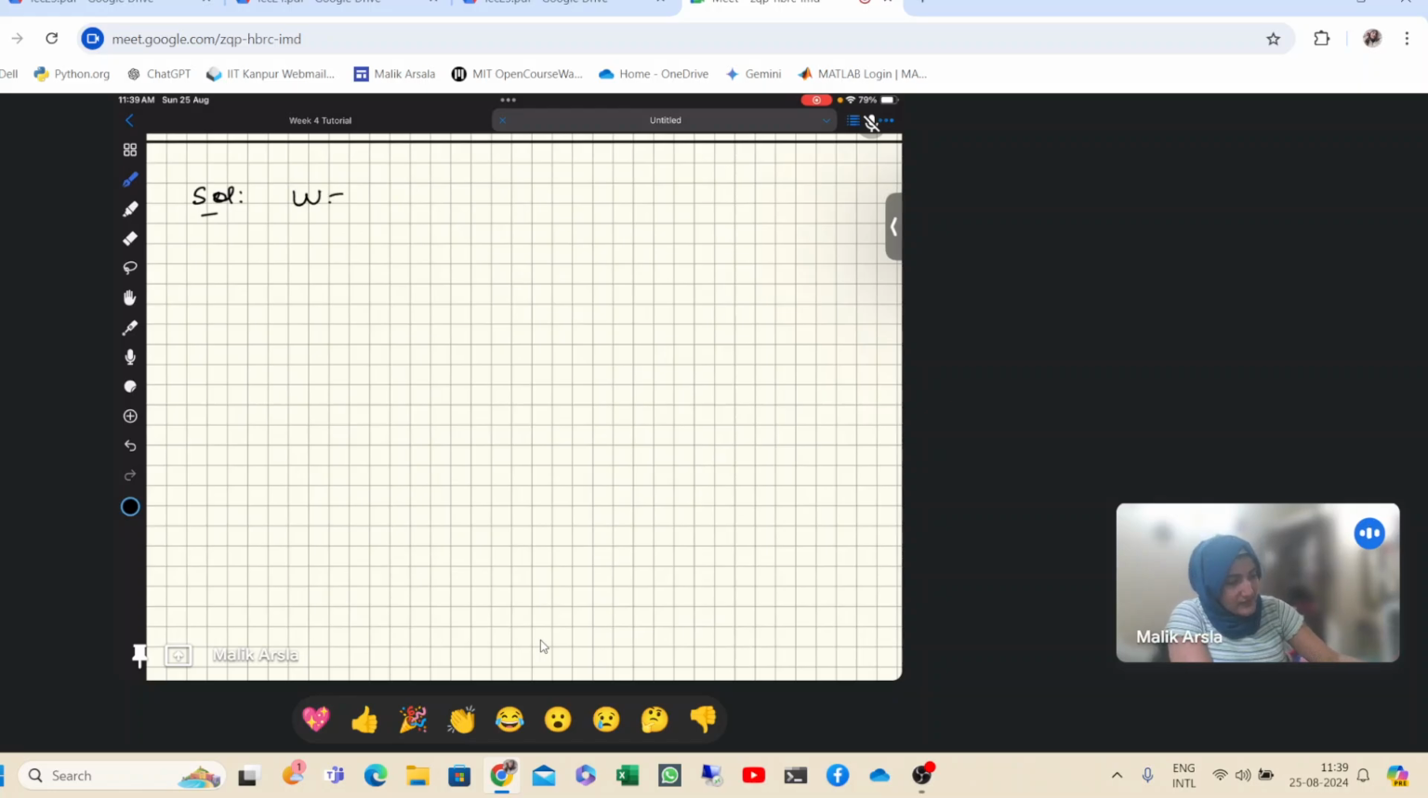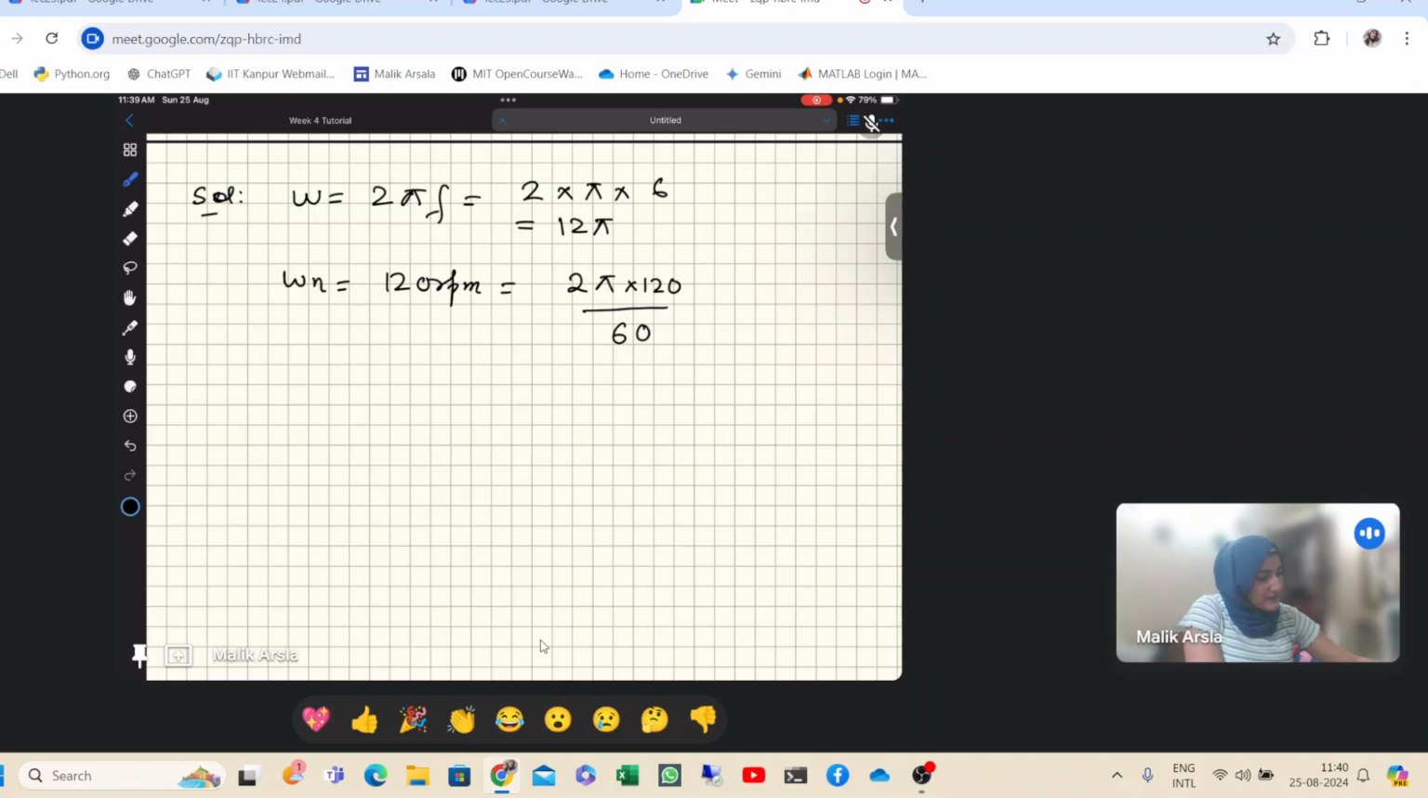So omega n is equal to 2 pi f, so it will be 2 into pi into 6, right? So it will be 12 pi. Then omega is for 120 RPM, which is equal to 2 pi n upon 60, so 2 pi into 120 upon 60.